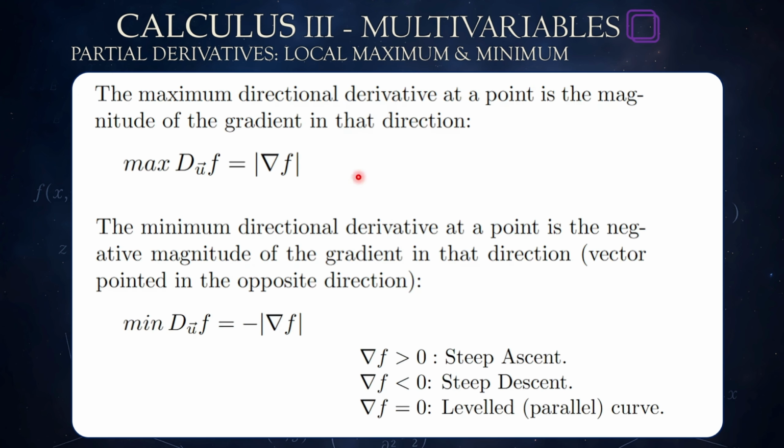The maximum directional derivative at a point is the magnitude of the gradient in that direction. So max D_u f is equal to the magnitude of nabla f when it is positive. The minimum directional derivative at a point is the negative magnitude of that gradient, a vector pointed in the opposite direction. So min D_u f is equal to minus nabla f. If nabla f is greater than 0, you have a steep ascent. If nabla f is less than 0, you have a steep descent. Otherwise, if it's equal to 0, it means that the curve is parallel. It is leveled.